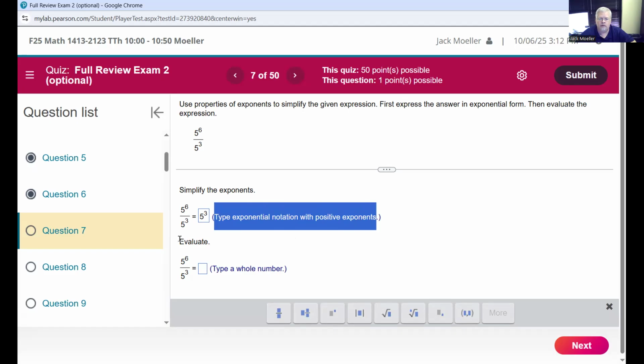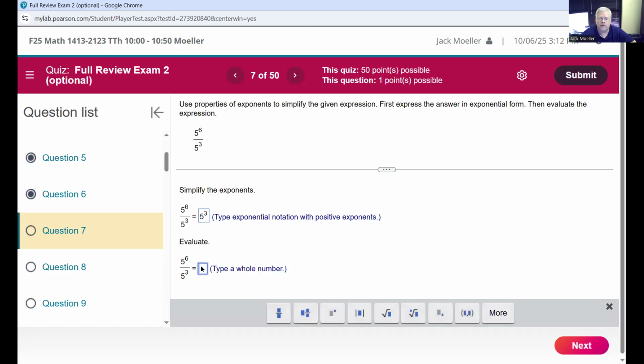Now, when it says evaluate and type in a whole number, that's when you put in your calculator. So 5 to the third would be 125. So that's what they would want there. So numerical bases, we're going to do half the problem with what are your exponent rules, and then half the problem of what is that actual number.